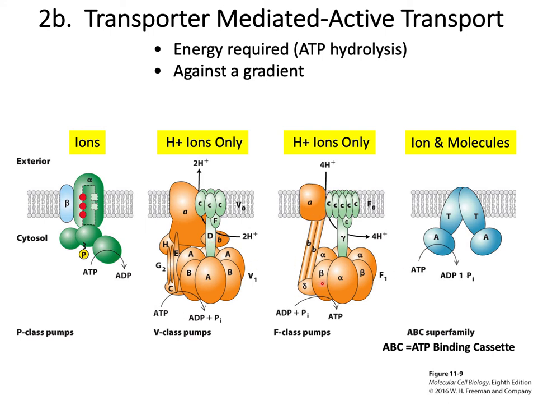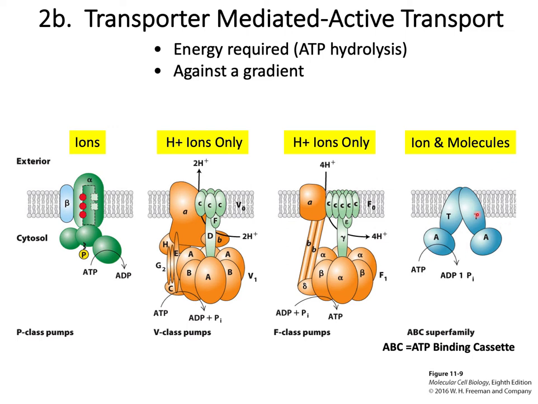On the other hand, the F-class pumps work in a reverse way. They use the energy in a proton concentration or voltage gradient to drive ATP synthesis. So here ATP is not used, but instead the proton gradient is utilized, so that as the protons move down the concentration gradient, that generates ATP synthesis in mitochondria and in bacteria as well.